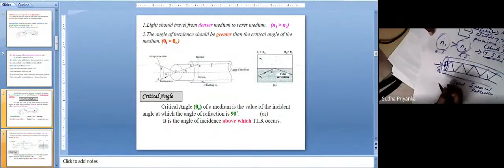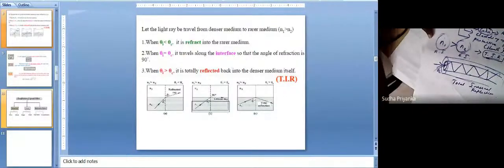It is the angle of incidence above which total internal reflection occurs. So this is the angle of incidence, and the critical angle has to be lower than it. Only then will total internal reflection occur. Otherwise the light will refract and go out on this side. We need total internal reflection to happen. So theta I should be greater than the critical angle. Then only total internal reflection will occur.